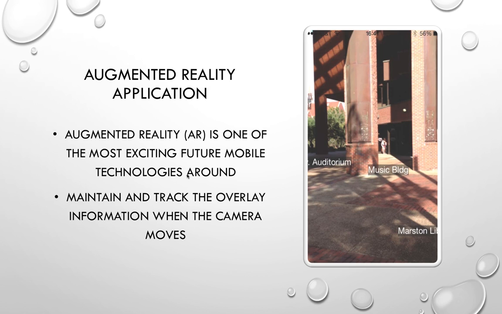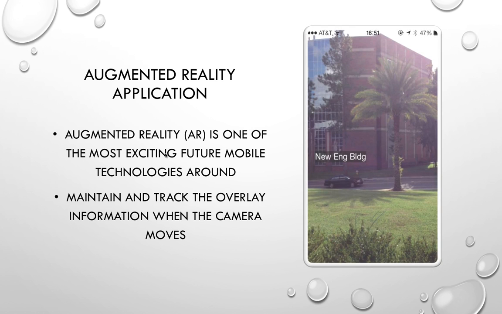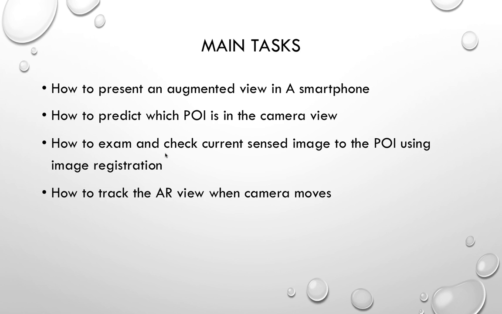The basic problem is that in augmented reality, you need to maintain and track the overlay information when the camera moves, detect the point of interest, and provide more information to the users. Like this figure shows, the name tag shows the new engineering building, and it is really attached to the real physical building. When you move, it really sticks to the physical building, so it lets you know more about your surroundings.